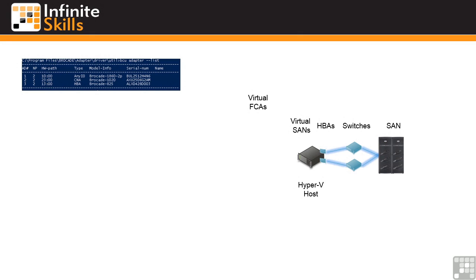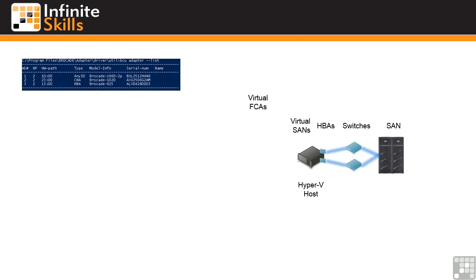You would use the iSCSI initiator within the virtual machine's guest operating system to perform that iSCSI connection. With Virtual Fibre Channel, it's now possible for virtual machines to directly connect to a Fibre Channel SAN using the cards in the Hyper-V host.